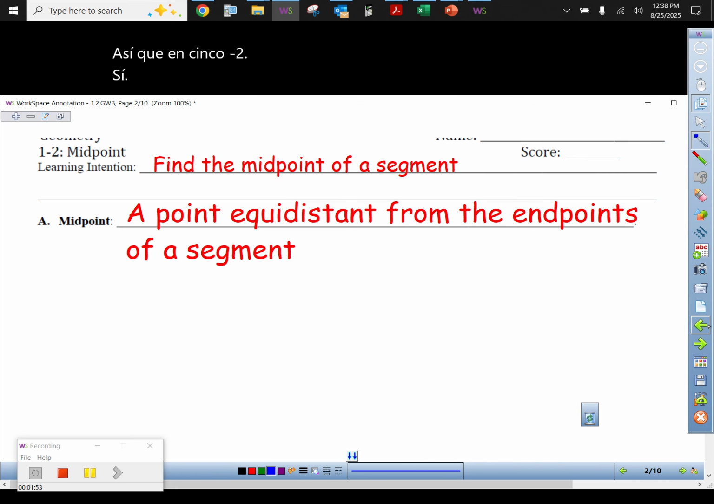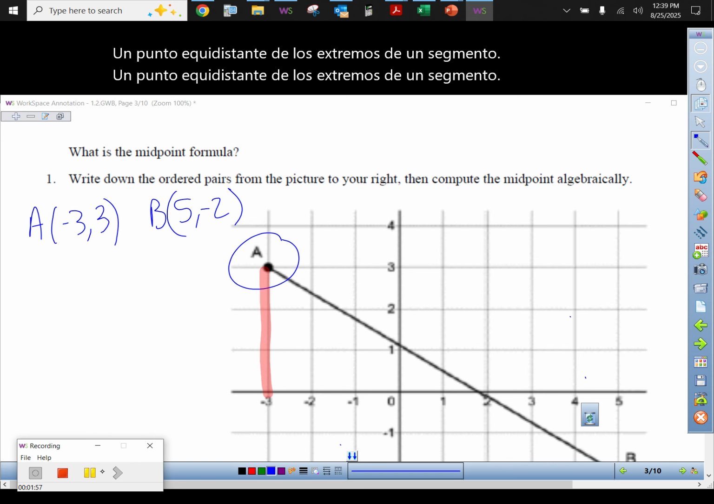A point equidistant from the endpoints of a segment. So here's the thing. I'll have some formula cards for you, so that way on quizzes and tests you'll have all the formulas written down and you don't have to memorize them. But we need to know the midpoint formula, and it's as simple as what we did before. Didn't we just find the average of those numbers?